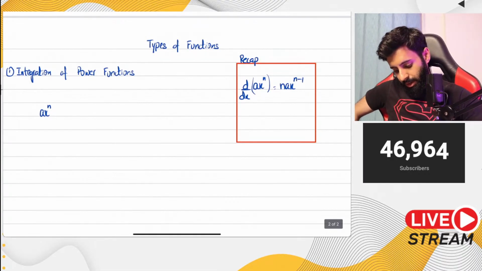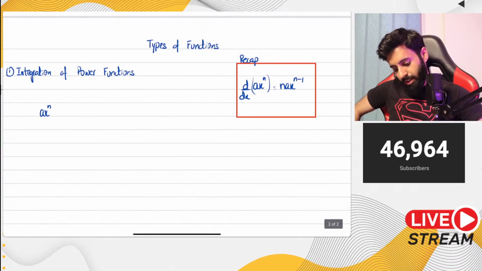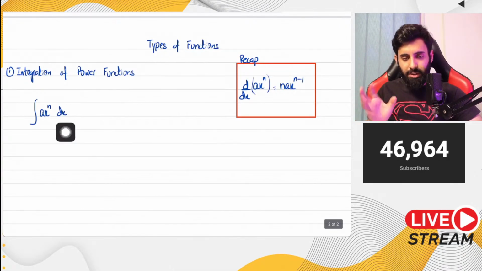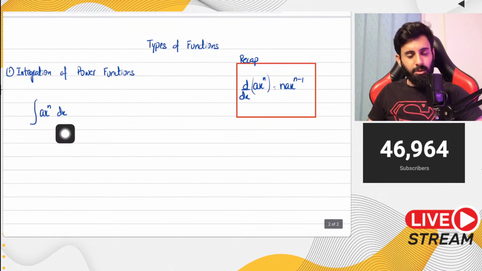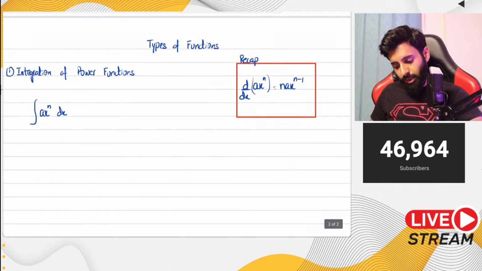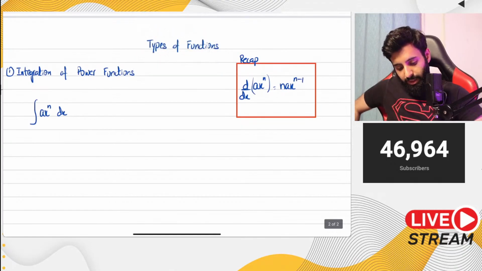Now, how do you integrate it? As I mentioned earlier, integration is the reverse process of differentiation. So how exactly are we going to integrate this? When you're integrating this with respect to x, don't worry too much about this dx. This dx means that whatever change we're going to do, we're going to do it to the power on x. So think of dx like that. So how exactly are we going to integrate this?